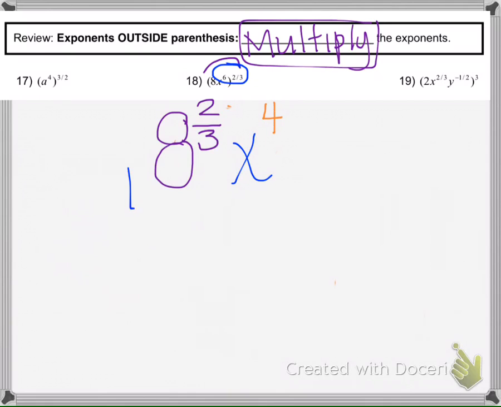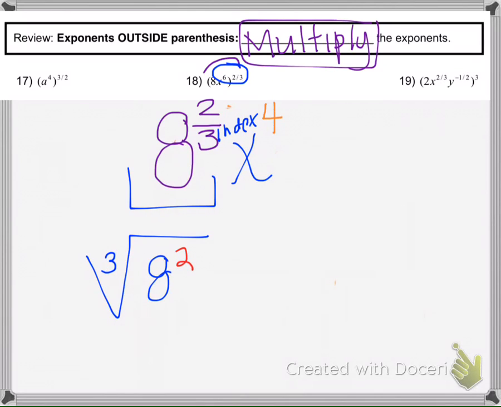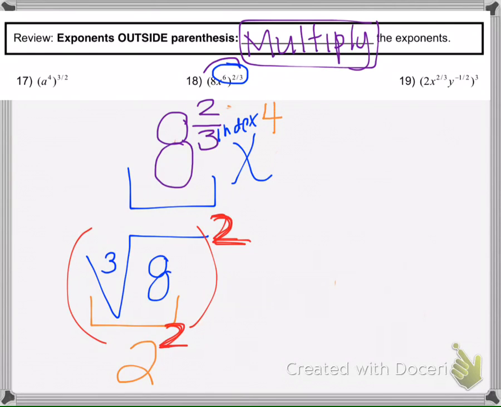Okay, so let's go ahead and evaluate what 8 to the 2/3 is. So remember, this is the index, and then the 2 is the exponent inside or outside. So I'd rather do the outside, because I like to do the cube root of 8. So what times itself 3 times is 8? It's 2. And then the exponent, so 2 squared is 4. So we would have 4x to the 4th power.